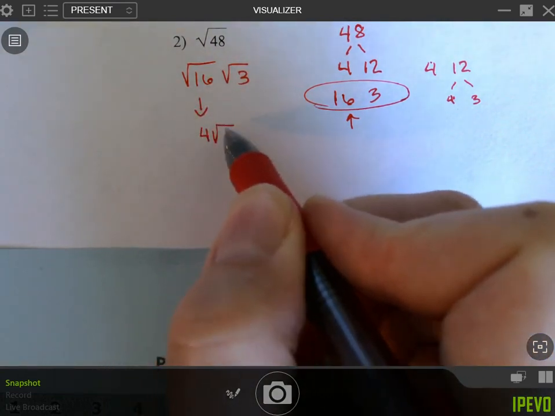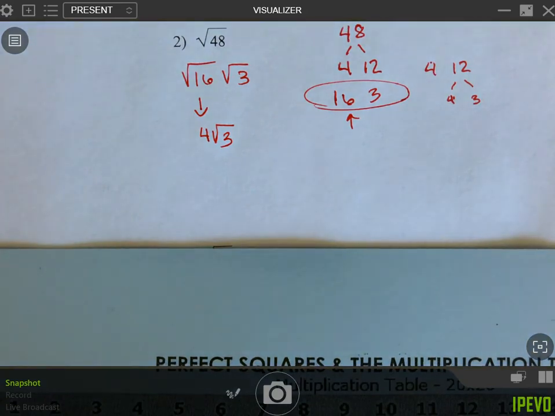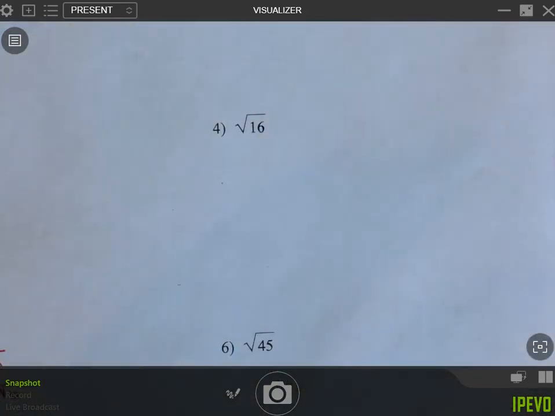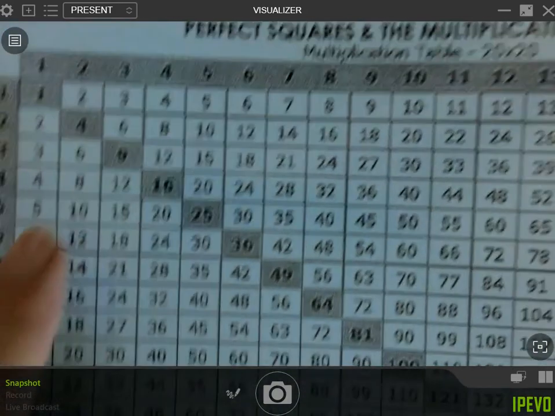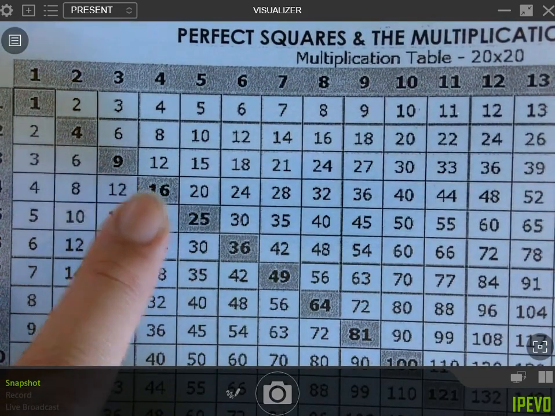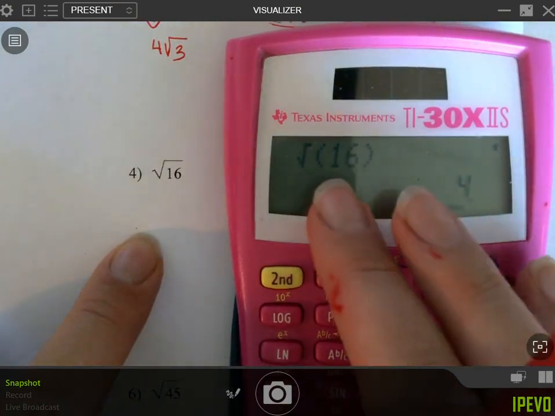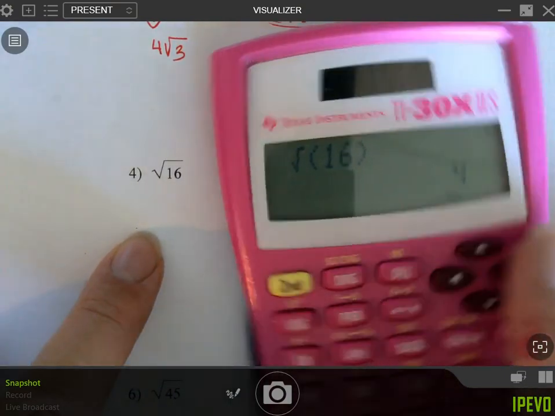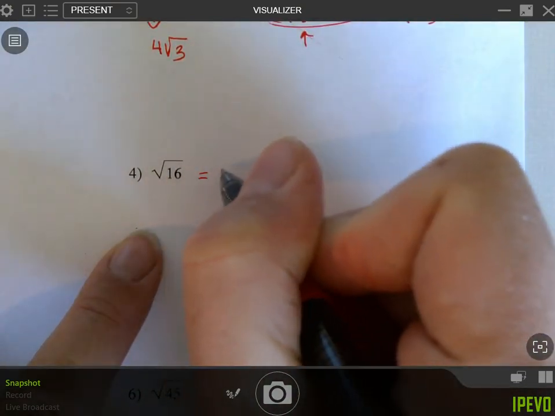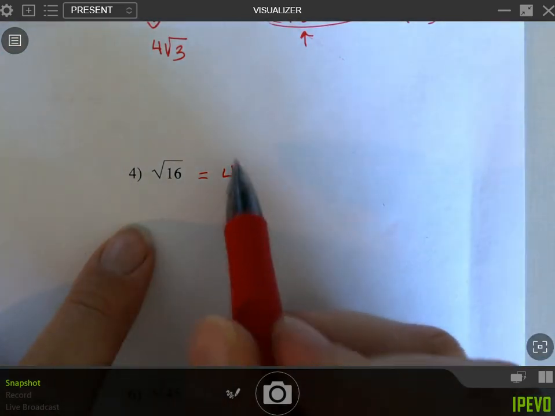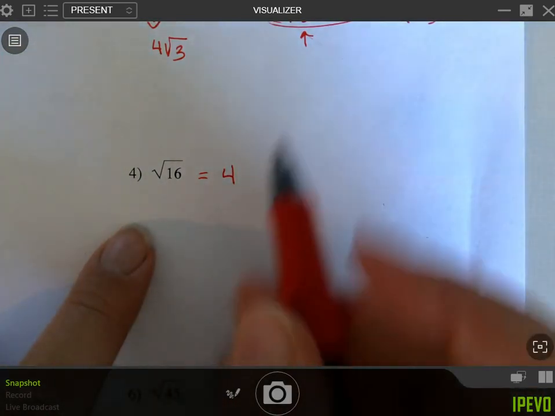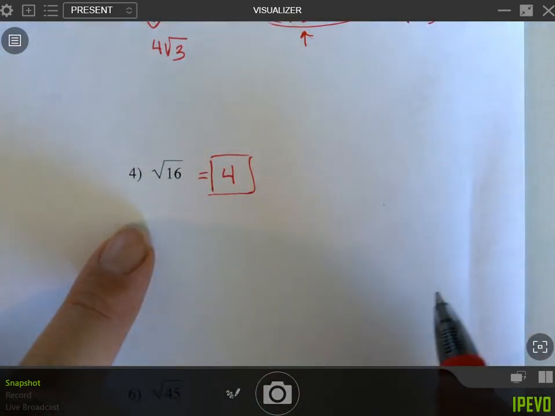4 times the square root of 3. Talk about 16. First thing I do before I try to break it down is I want to see if it's a perfect square. It is. Now, if I wasn't sure if it was a perfect square, I just type it in my calculator. The square root of 16 is 4. Now, we just talked about this. The square root of 16 is 4, and that's it. You took the square root, the sign is gone.